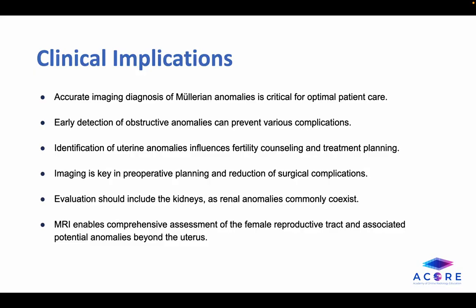Accurate imaging has many important clinical implications. In adolescence, early identification of obstructive anomalies allows timely treatment before complications such as endometriosis develop. For women of reproductive age, the correct identification of the anomaly helps guide fertility counseling and treatment decisions. Imaging is also crucial for surgical planning, so that the surgeons can avoid injury to surrounding structures and reduce post-operative complications. Finally, renal anomalies commonly occur alongside Müllerian anomalies, so imaging should always include evaluation of both kidneys.